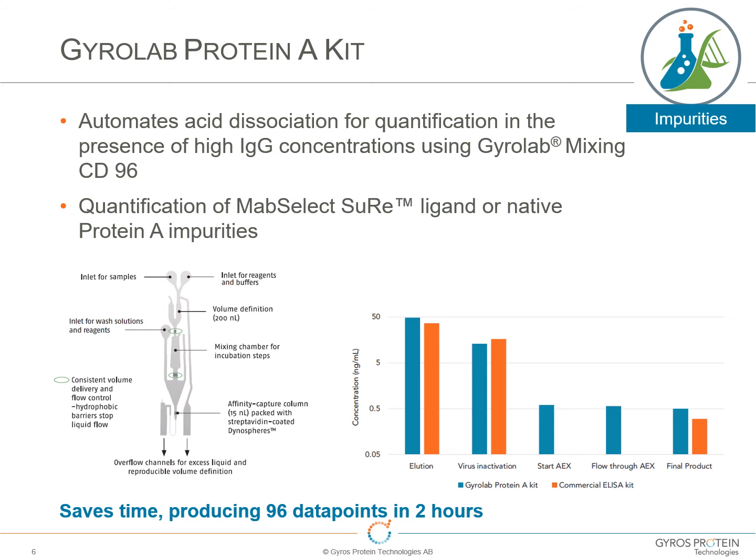Comparison with a commercial ELISA kit using acid dissociation is shown on the right, demonstrating that the Gyrolab protein A quantitation was comparable to ELISA, with 2 of the Gyrolab samples below the lower limit of quantitation. Gyrolab saves time, producing 96 data points in 2 hours.